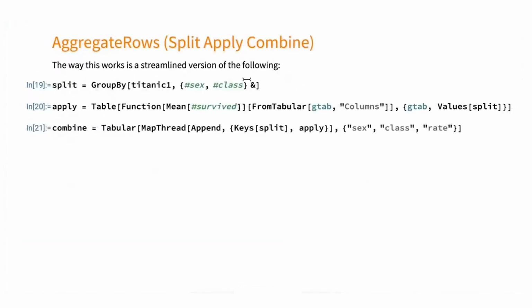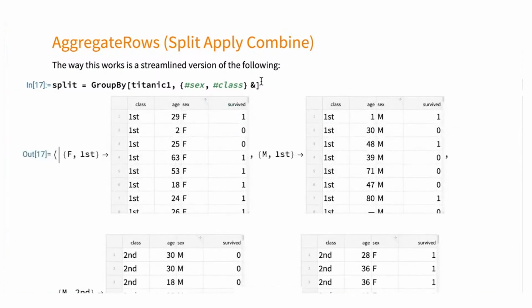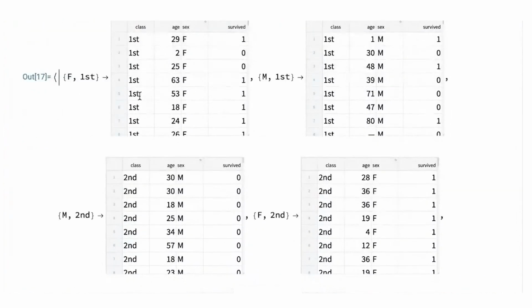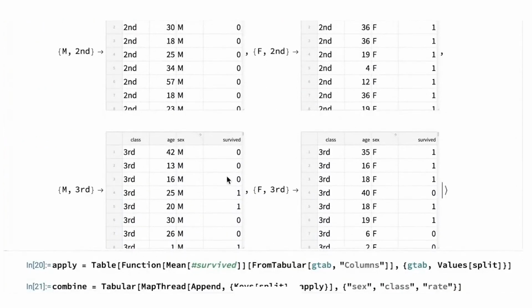The split, apply, combine. So first we split by group, and there's a group by for tabular, which divides the tabular into groups based on those groups. So here, female first, I get a whole tabular. Now, the internal stuff doesn't actually create the tabulars because that's a bit more expensive than necessary, but the idea is the same. So I have a tabular for each group, and then I make a table over those tabulars. I do the from tabular of this with columns, mean has survived, and that gives me my apply.